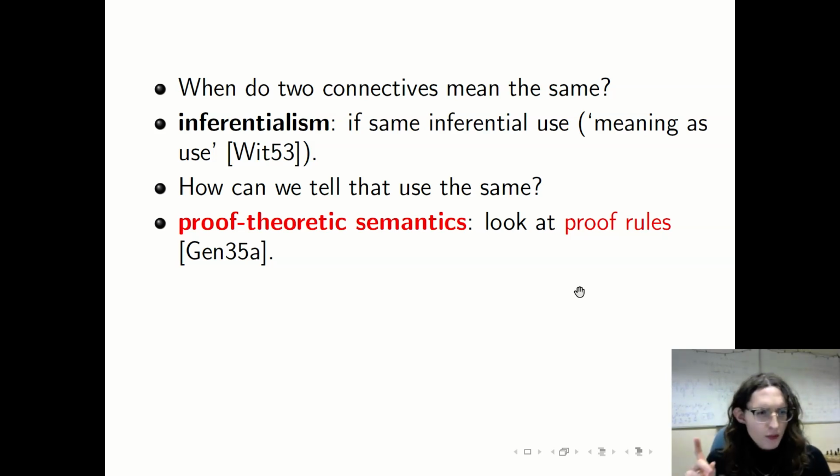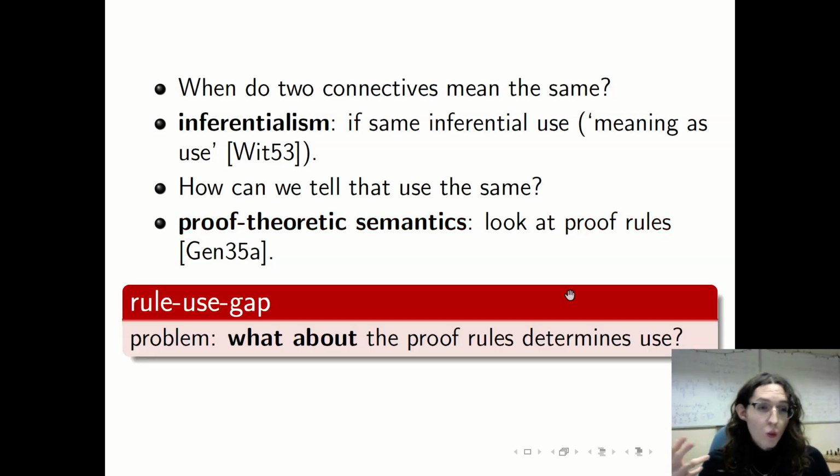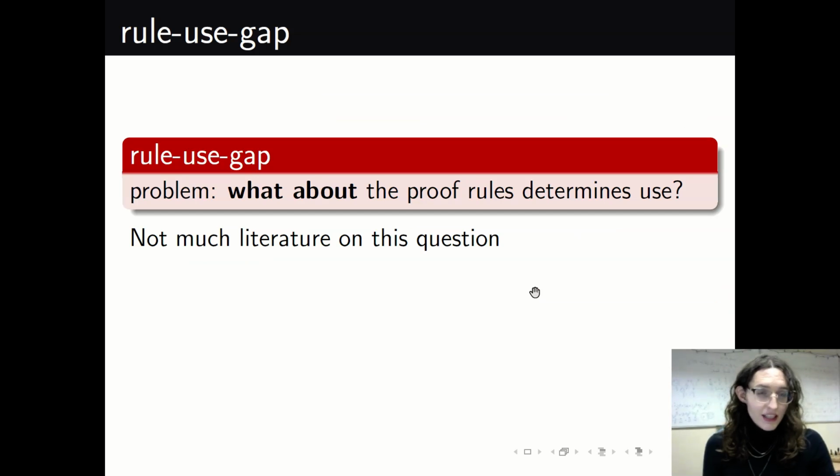But here's a little bit of a gap in the story, right? How did we just get from the proof rules to the use? Or maybe asked differently, what is it about the proof rules that actually gives us the use? I'll call this little gap in the explanation we've given the rule-use gap. And we'll be concerned with filling this gap for the remainder of the talk. Now, if you delve into the literature and see what people have said about how to get from the proof rules to the use, you'll find that there isn't a whole lot on this out there.